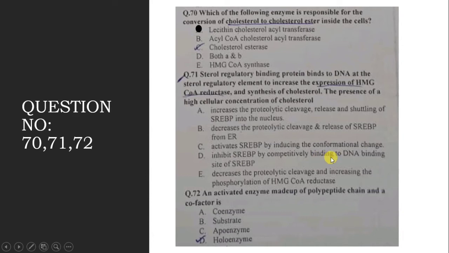Cholesterol inhibits SREBP by competitively binding to the DNA binding site of the SREBP, decreasing the proteolytic cleavage and increasing the phosphorylation of HMG-CoA reductase.